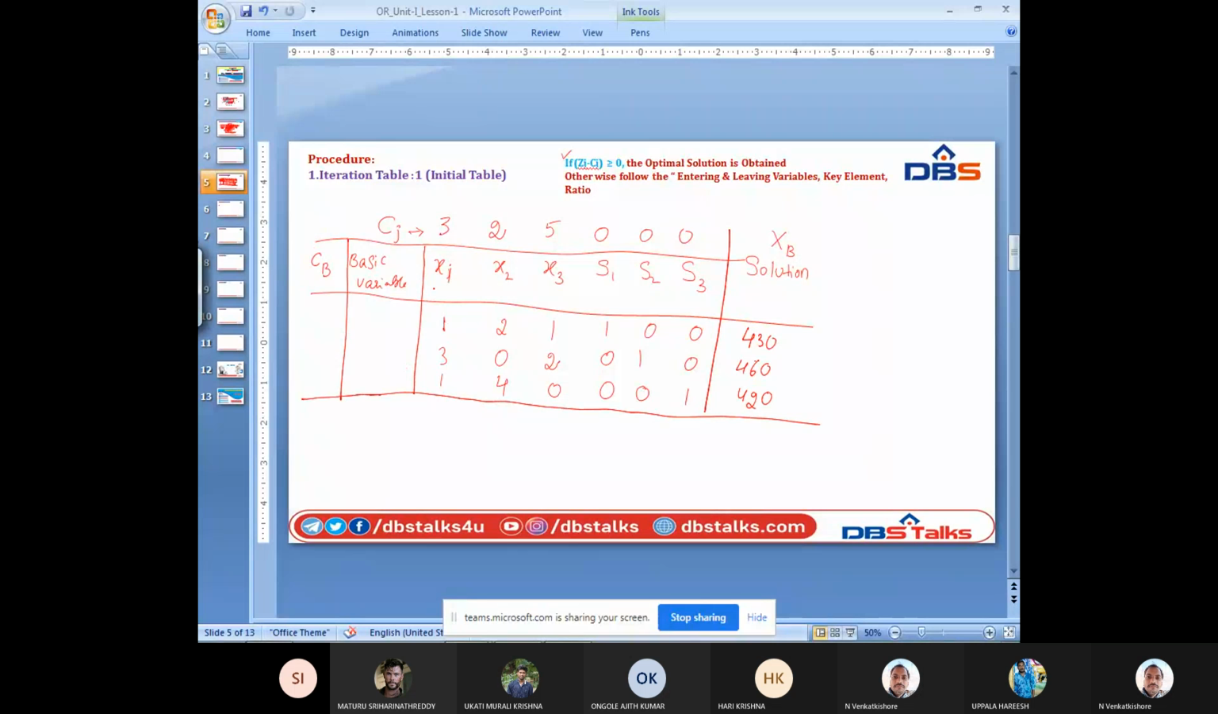So we have noted the basic variables as x1, x2, x3, s1, s2, s3. Among these six, we have to give the higher priority to s1, s2, s3. If they are not available, we have to go for x1, x2, x3. So firstly, we have to give the preference to s1, s2, s3. What are the coefficients of these variables? CB means coefficients of basic variables. What are the coefficients of s1, s2, s3? That is 0.